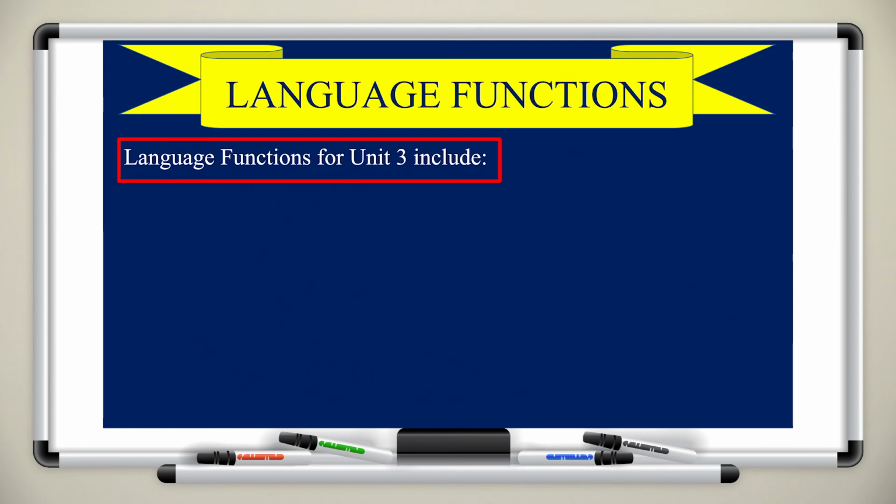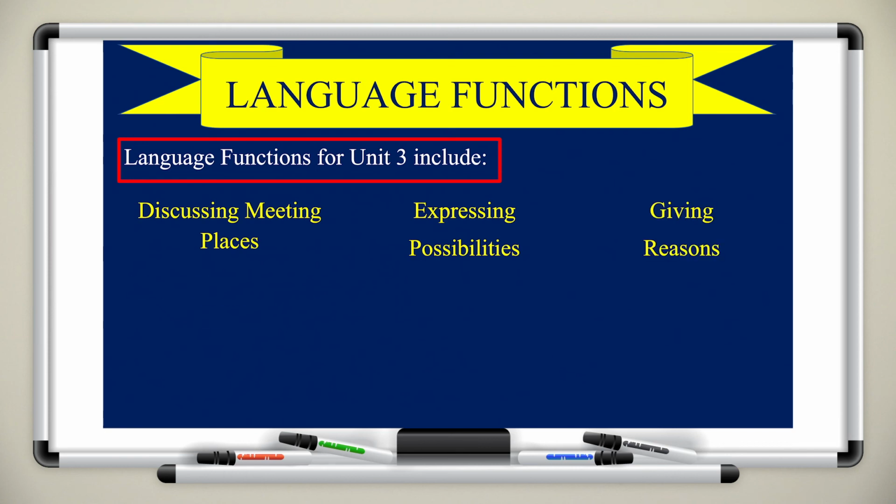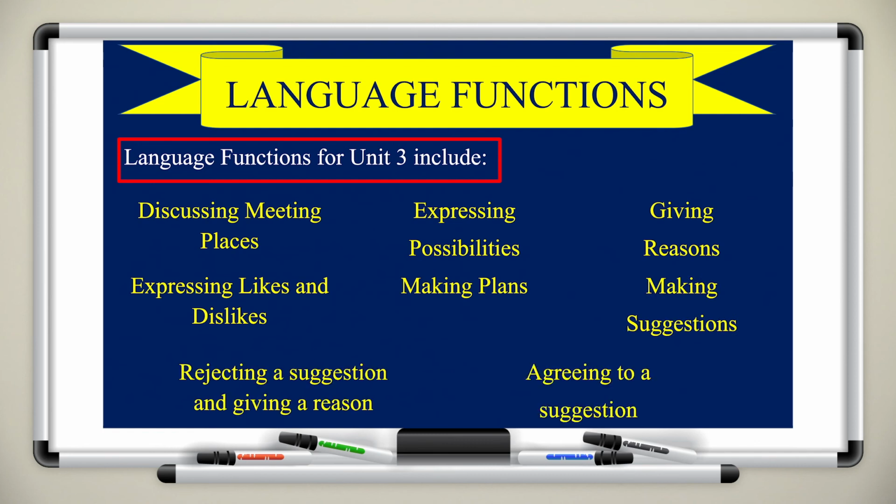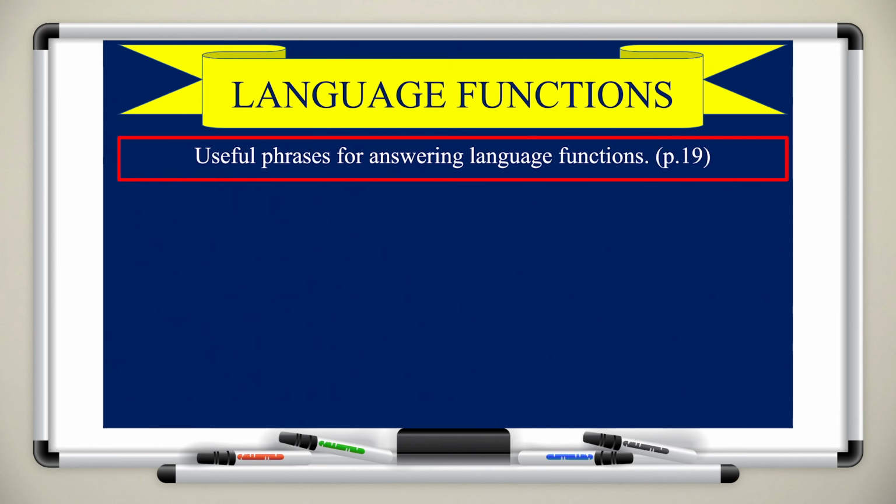Okay? So the language functions that you guys have for Unit 3 are discussing meeting places, expressing possibilities, giving reasons, expressing likes and dislikes, making plans, making suggestions, rejecting a suggestion and giving a reason, and agreeing to a suggestion. You can use the useful language phrases or the useful language box on page number 19.